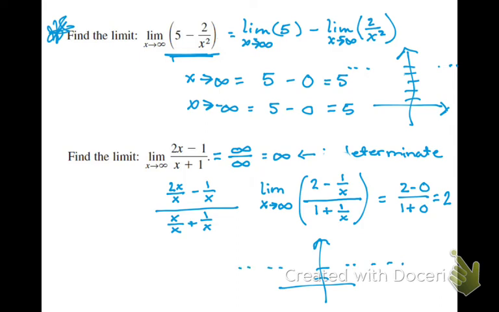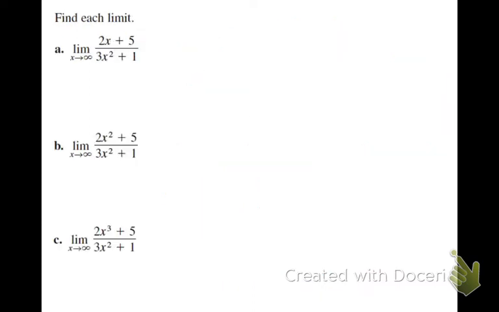Do you guys remember how we found our horizontal asymptotes last year? Not like this. We didn't like this, did we? No. But how did we do it? Do you remember? That was a long time ago. You disappoint.